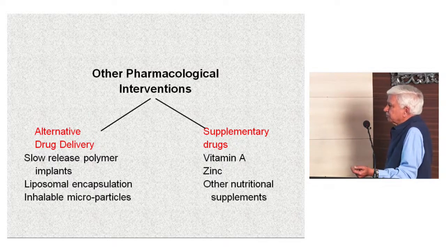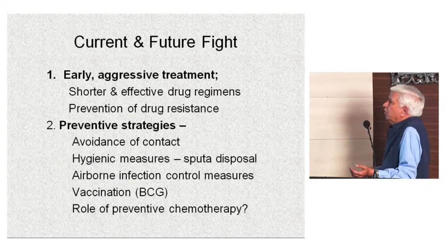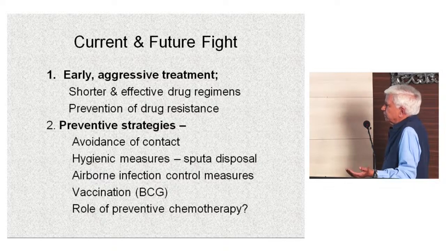These are just research issues, you see. Liposomal encapsulation of drugs, to prolong the release of the drug so that you don't have to give it daily, etc. And other supplements like vitamins may also be used. So basically, it is early aggressive treatment which helps as a standard therapy, and preventive strategies are important. We have discussed some. In the community setting, contact is to be avoided. Hygienic measures and food disposal are important issues. Airborne infection control in the wards, especially in the MDR TB wards, and BCG vaccination, of course.